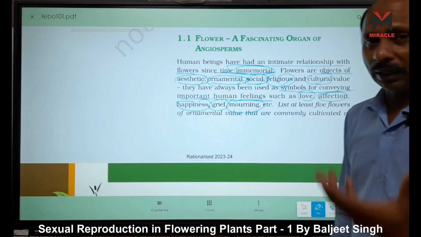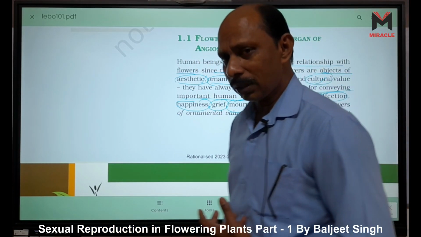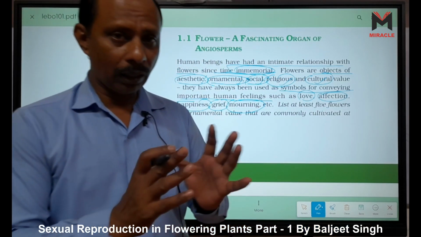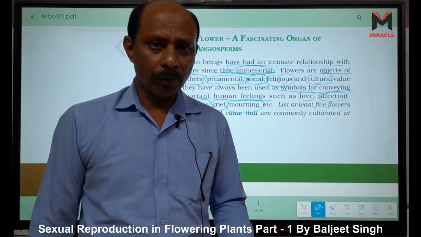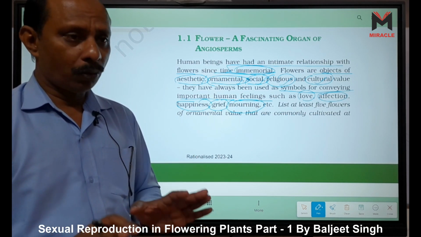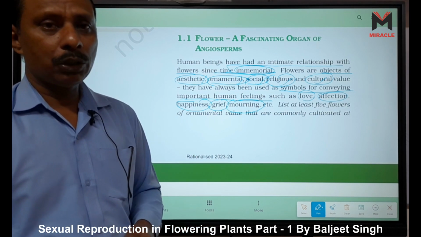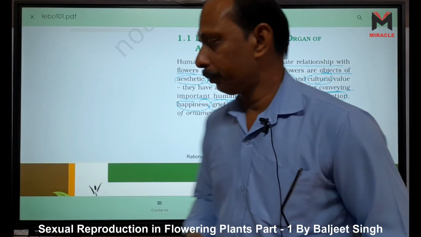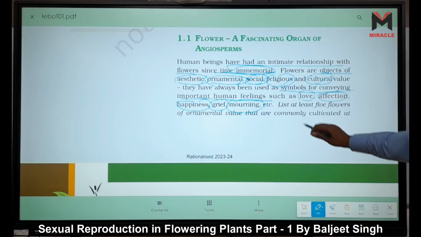From birth to death, our emotions are shown through the color of the flower and the type of the flower. They show our emotions also. That is given here, right?